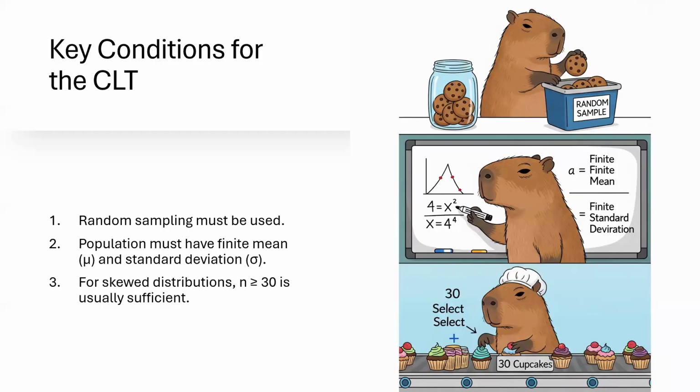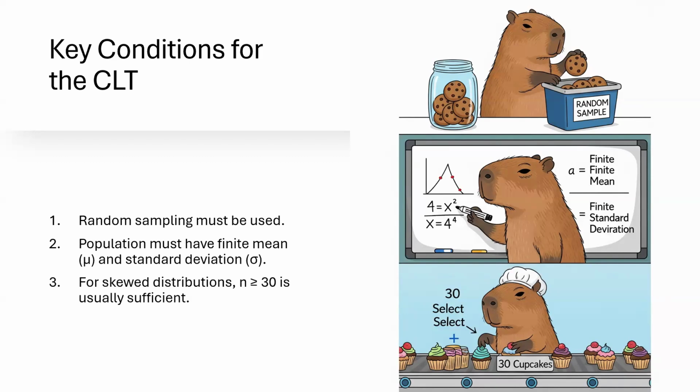Before we apply the central limit theorem, there are a few conditions that must be met. First, random sampling. Our data must come from a random process. If we only sample friends or volunteers, the results may be biased. Second, finite mean and standard deviation. The population must have a real average and a measurable spread.